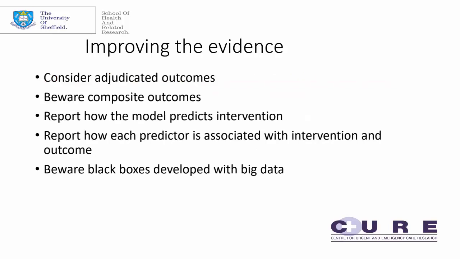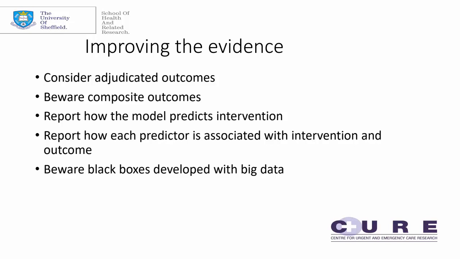We also need to think as researchers about improving evidence. We could consider adjudicated outcomes. So this is where we get experts to look at the people who died and try and decide whether their deaths were potentially preventable or not. We can get experts to look at the people who were treated and decide whether or not their treatment avoided the adverse outcome or not. And then we can use adjudicated outcomes to indicate the people who might have benefited from treatment. We should probably be careful about composite outcomes because we may be mixing together apples and oranges, and we may get better prediction if we just focus on one particular outcome.